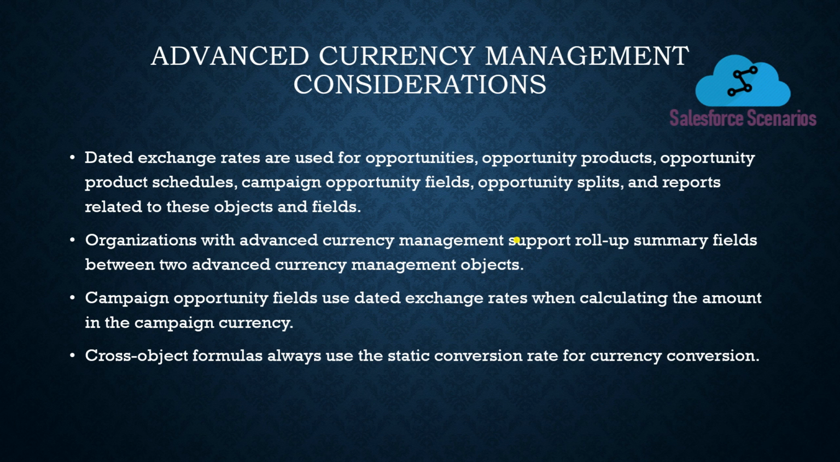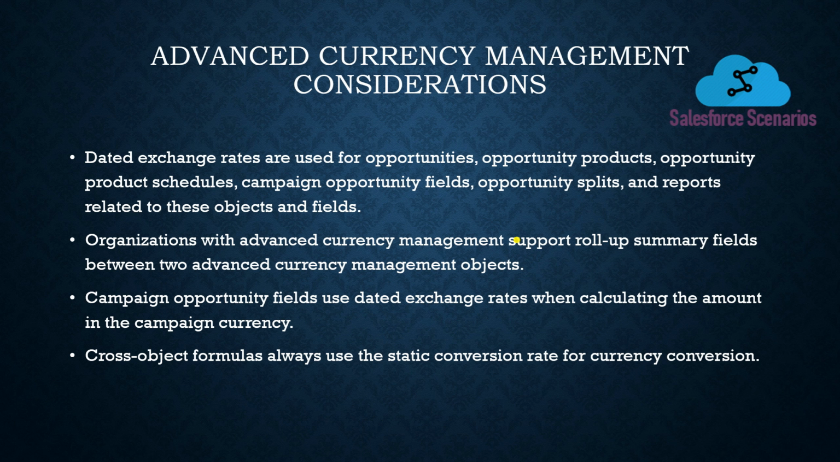So with the help of advanced currency management, we can segregate that for this particular month to this particular month we'll have the conversion rate at this value, and for the next month to another month the conversion rate will be this, so that if our opportunity is closed in this particular month or another particular month, it will take the currency rate accordingly.